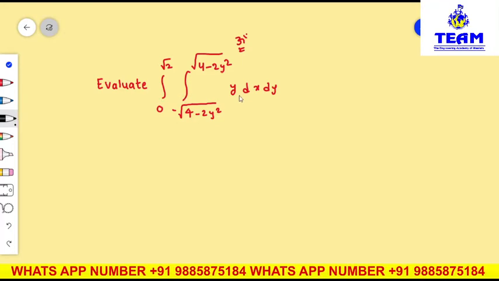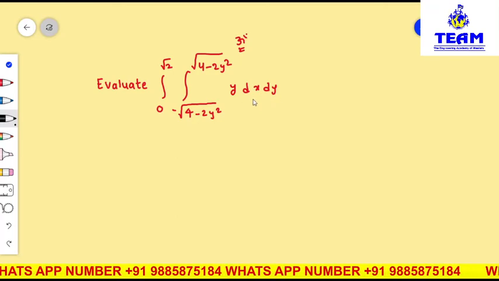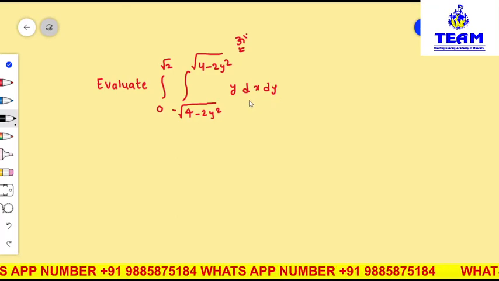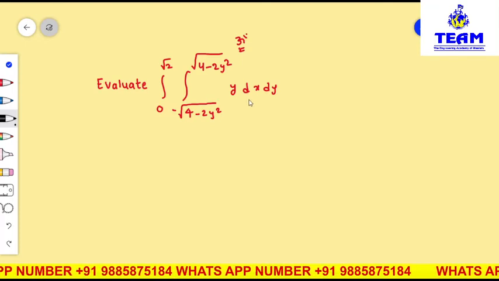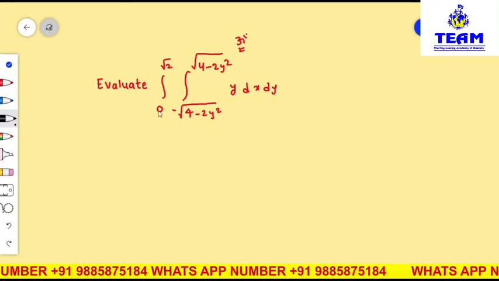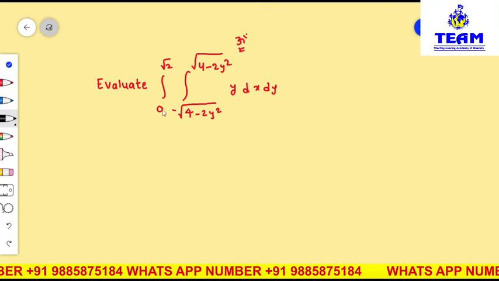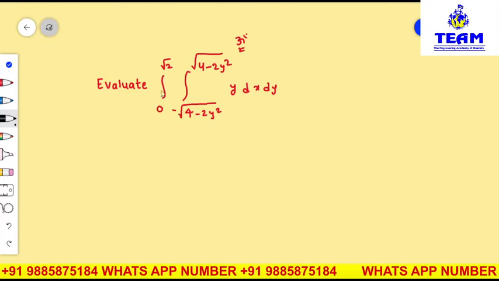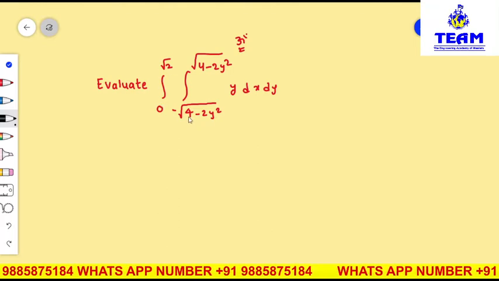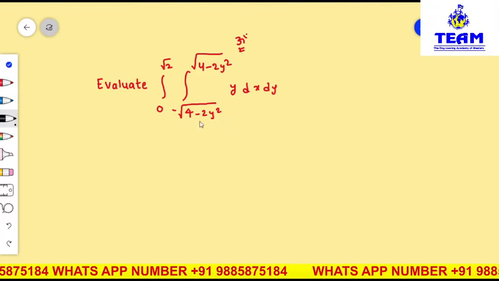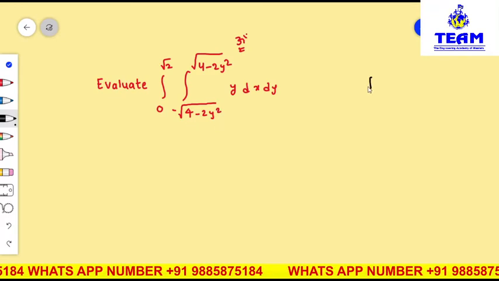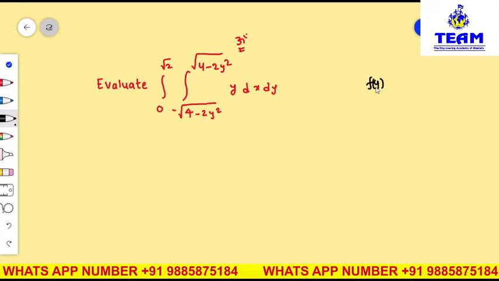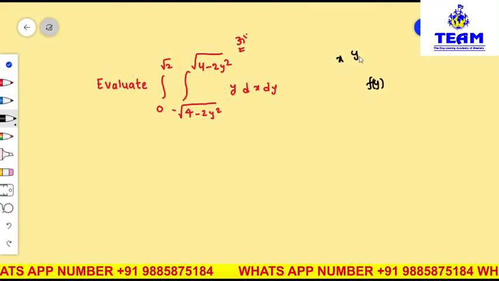We are integrating with respect to x and y variables. While integrating with respect to x and y variables in a definite integral, first you have to observe the limits. Here the limits are 0 to root 2, so these are independent limits. Next, here you have functions of y.